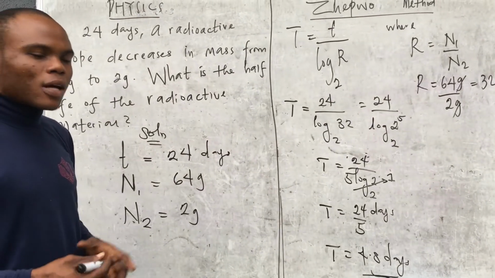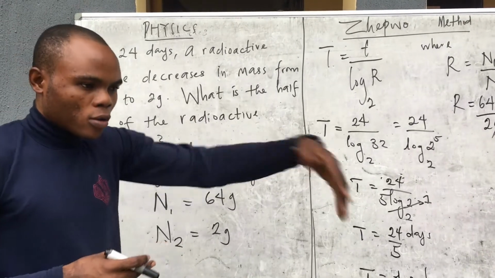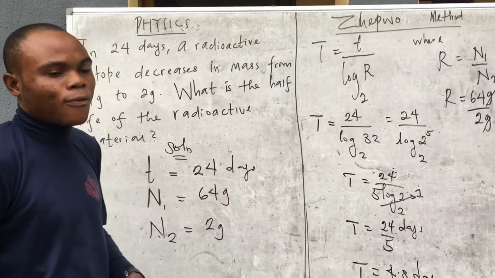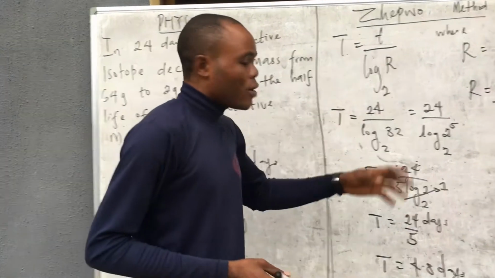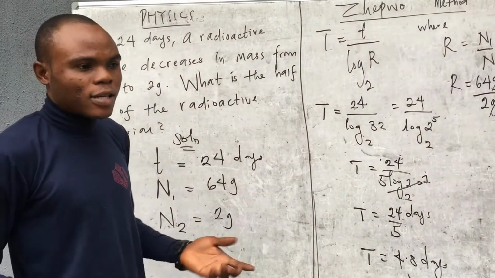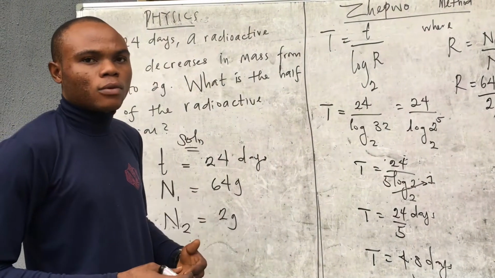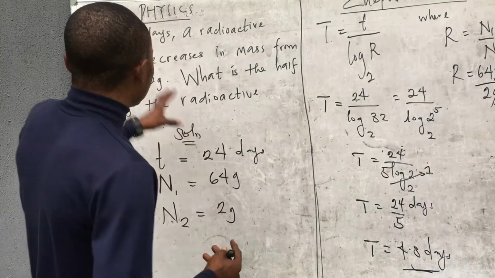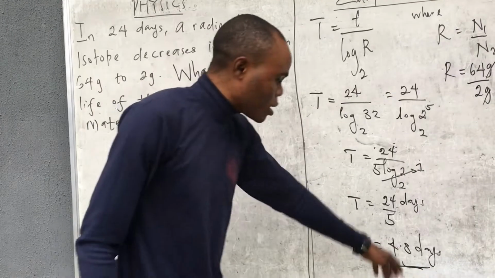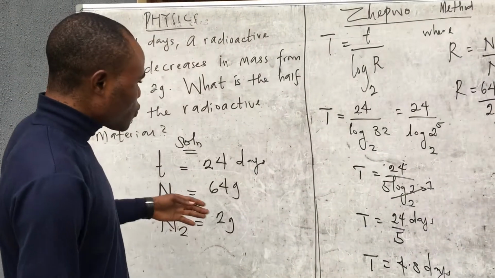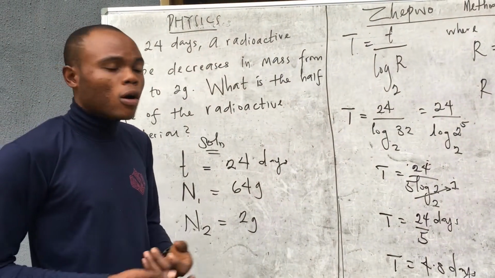I believe you will know what half-life means. That is the time taken for a radioactive isotope to disintegrate to half of its initial mass. Meaning that if an isotope is, let's say, 50 grams, for example, I'm just trying to explain half-life, the time taken for it to decay to 25 grams is what we call half-life. So for this question, the half-life of the radioactive material is 4.8 days. You can confirm this result using your conventional method, which you are all familiar with.